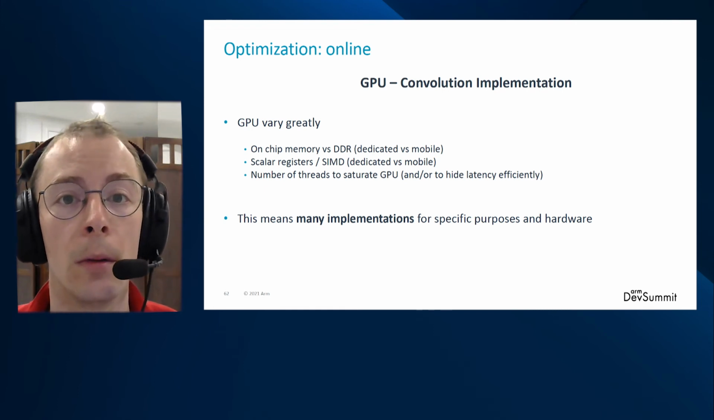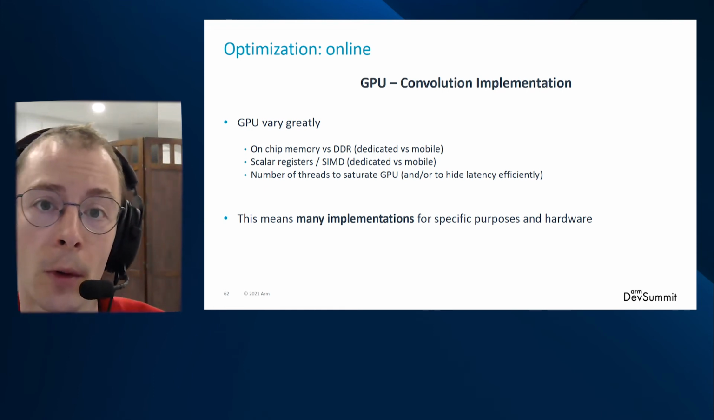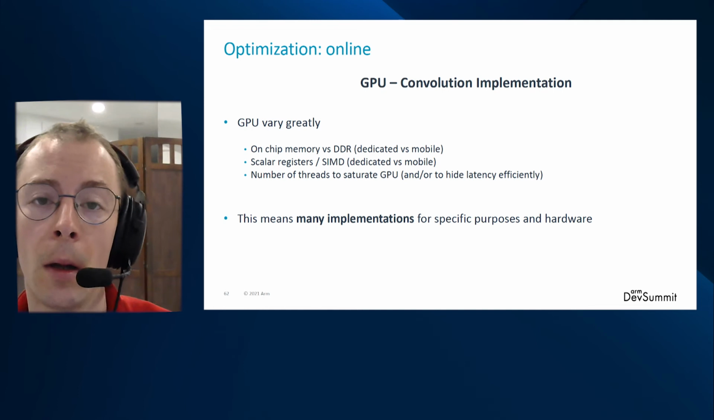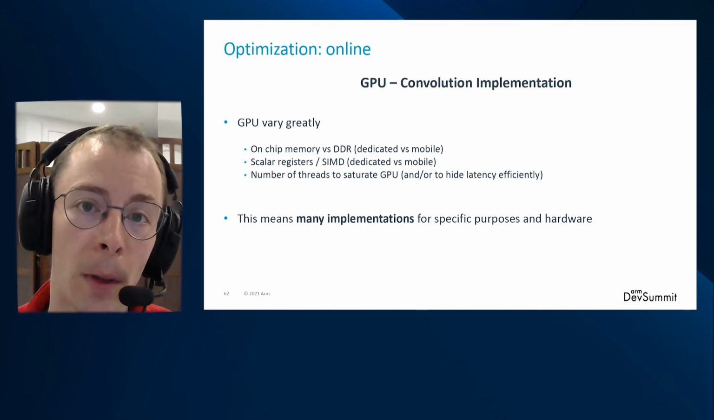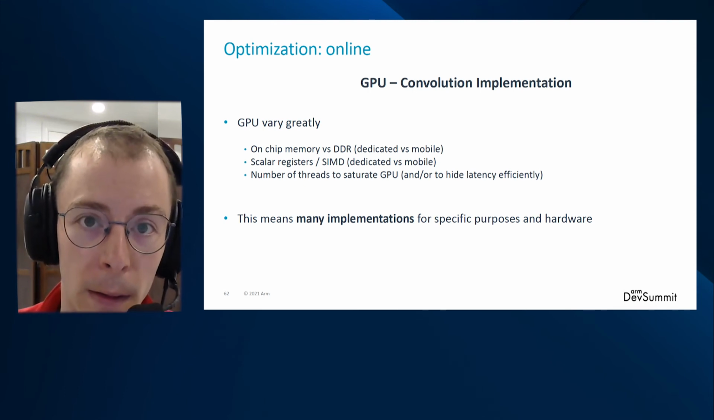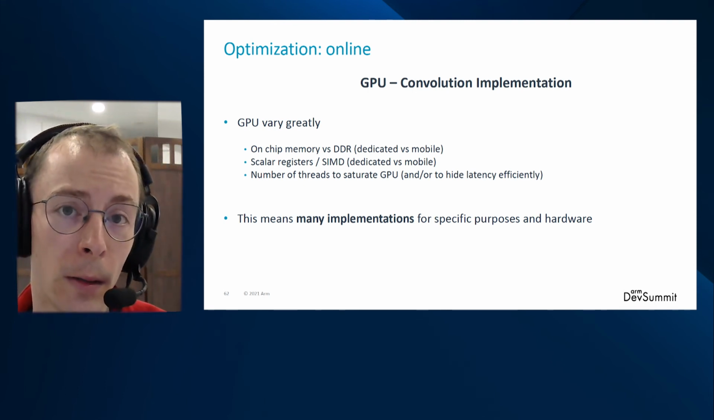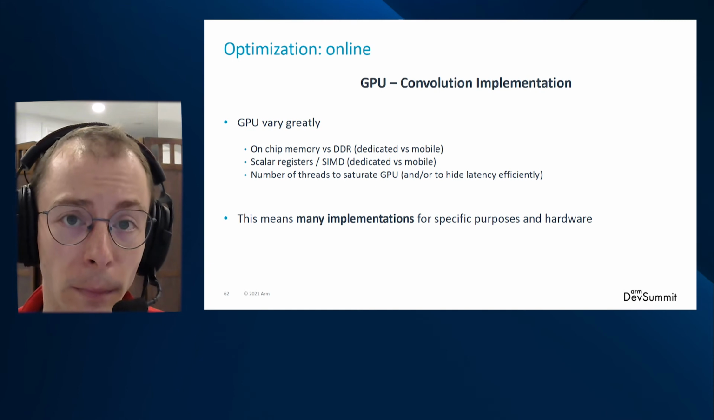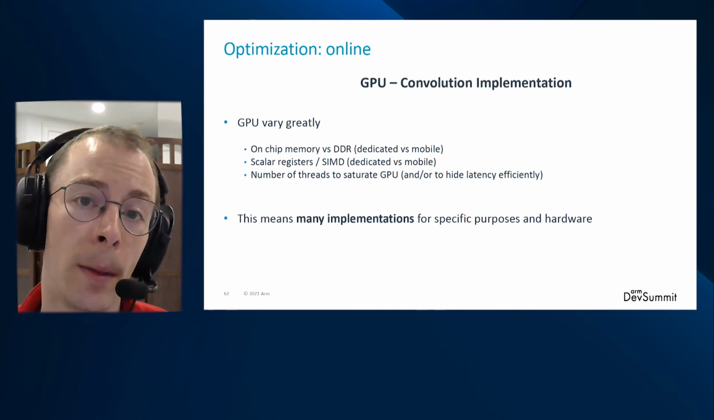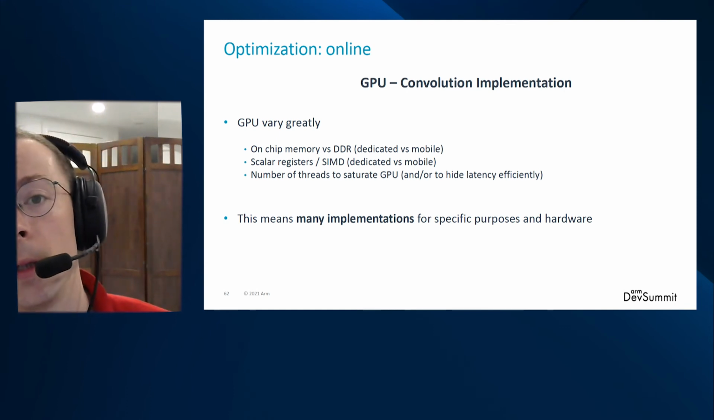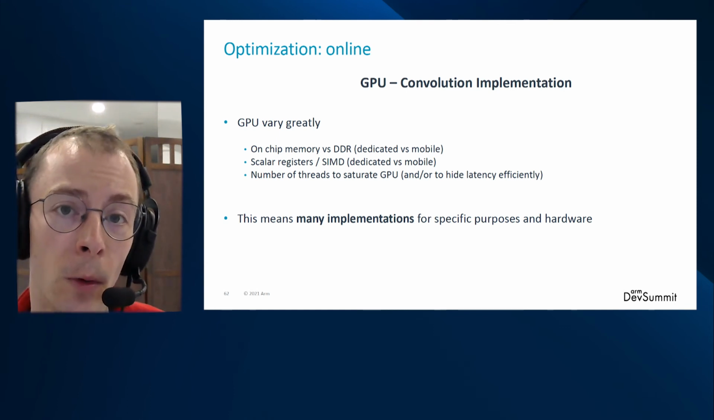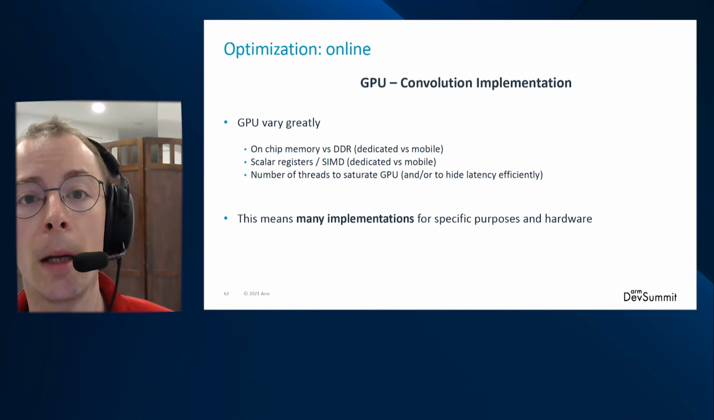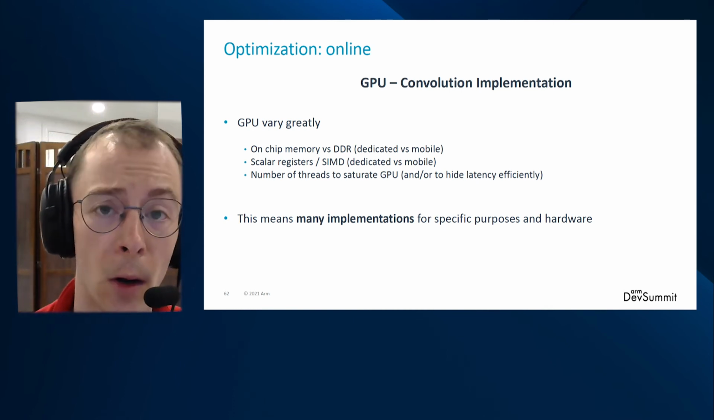In contrast to CPUs, GPUs vary greatly across all the different hardware we're targeting. If you take a simple look between desktop GPU and mobile GPU, the landscape is vastly different. For desktop GPUs, all of them have physical LDS. On mobile, that is usually not the case. On the other hand, mobile has much better SIMD registers. Of course, depending on the hardware, the number of threads needed to saturate the GPU and hide latency efficiently will vary greatly. Therefore, in practice we need many different implementations for very specific purposes and hardware.